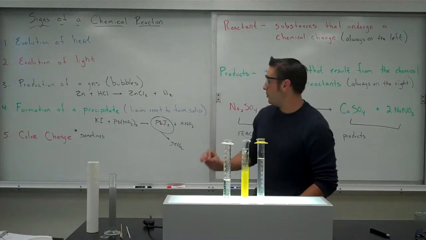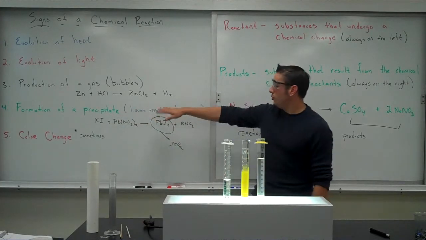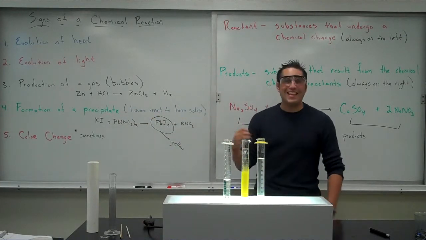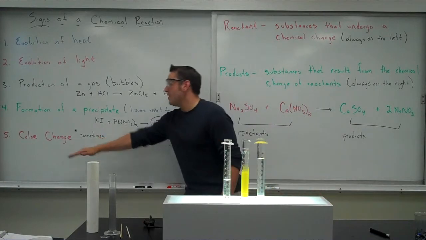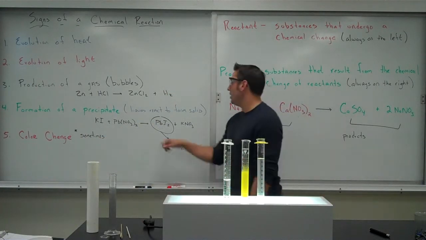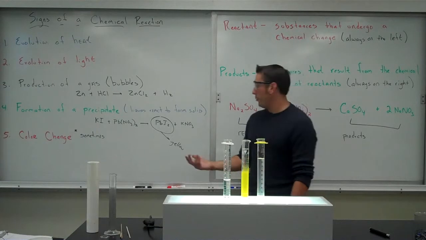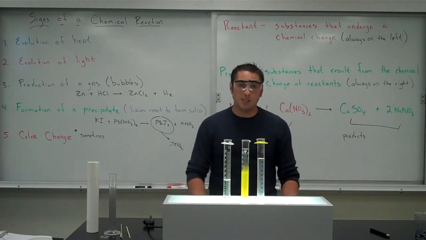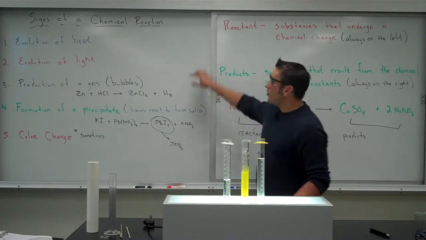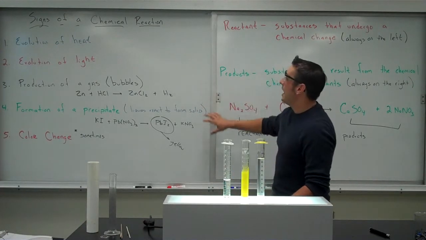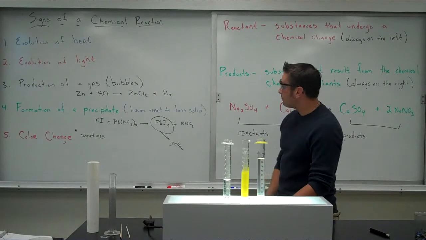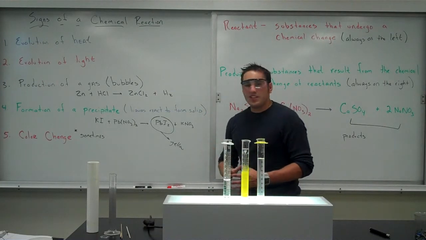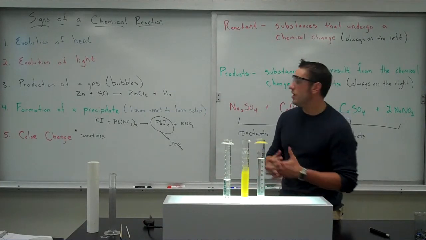Right? That is a precipitate. When I take two substances, react them together, and I get a solid. Many times that involves a color change because the solid absorbs light at a different wavelength and reflects light at a different wavelength than the original substances did. Right? So these are your signs of a chemical reaction. If you see one of these things, you know a chemical change has occurred.